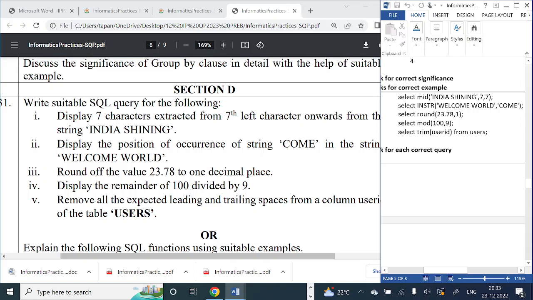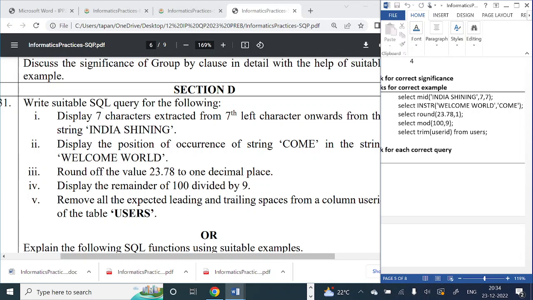Third question will be round of the value 23.78 to 1 decimal place. Select round in bracket 23.78 comma 1. I think the paper is easy. If you try to understand it, it is very easy, because the same type of questions will be asked in your board exam. So you just try to understand it. Now fourth one will be display the remainder of 100 divided by 9. We use mod for the remainder. So select mod in bracket 100 comma 9.